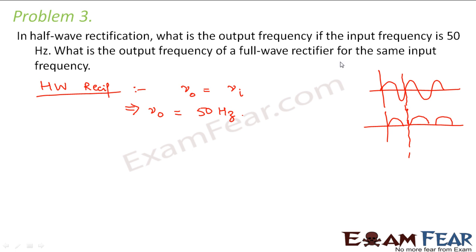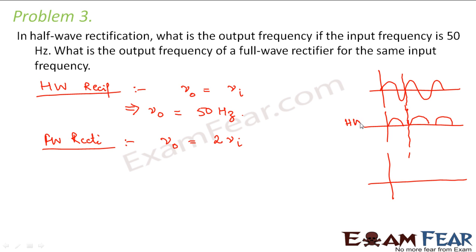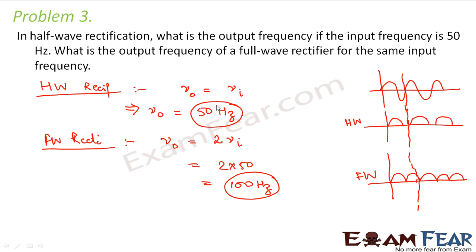What is the output frequency of a full wave rectifier for the same frequency? So for a full wave rectifier, what will happen? The output frequency becomes twice that of the input frequency, because this was for the half wave rectifier. For the full wave rectifier, it is somewhat like this. So if we look at one cycle, here it is one wave in the input, but here it is two waves, right? So the output frequency will be twice the input frequency. Therefore, in this case, the output frequency will be equal to 100 Hz.